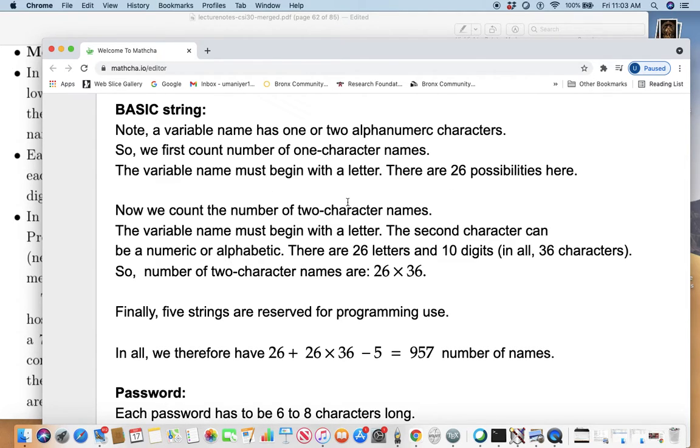Now count the number of two character names. The variable name must begin with a letter. The second character can be numeric or alphabetic: 26 letters and 10 digits, in all 36 characters. So the number of two character names is 26 times 36. Finally, there are 5 strings which are reserved. So in all, you have 26 one character names, plus 26 times 36 two character names, minus 5 reserved. Assuming my calculation is correct, that is 957 names.